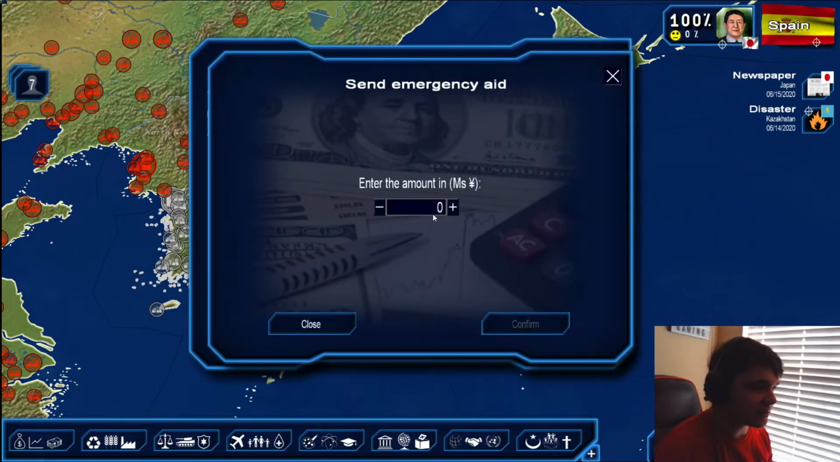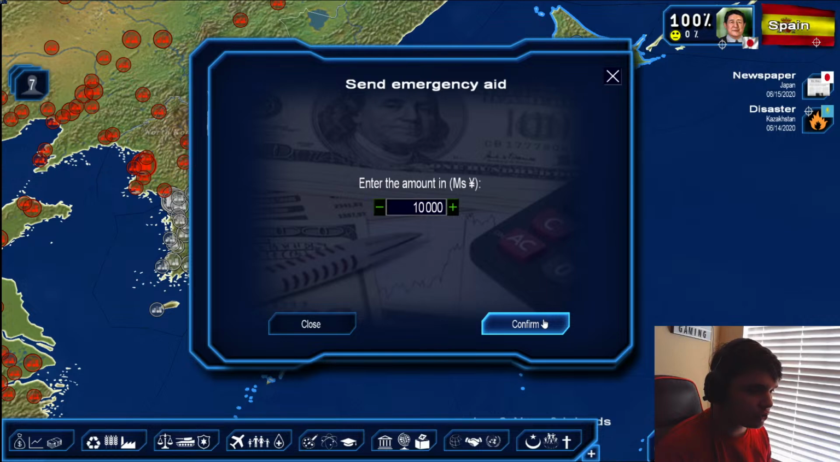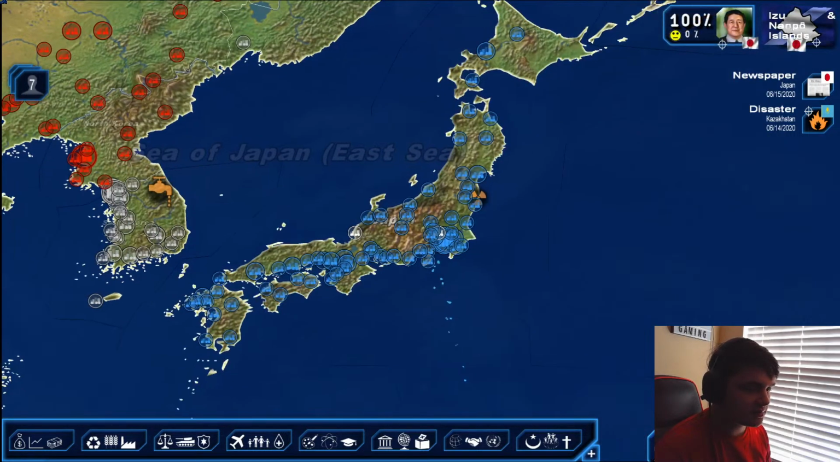Should aid South Korea and form an alliance. So we're going to do 10 billion yen. Yeah, that's 10 billion.